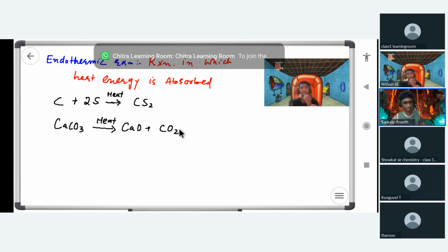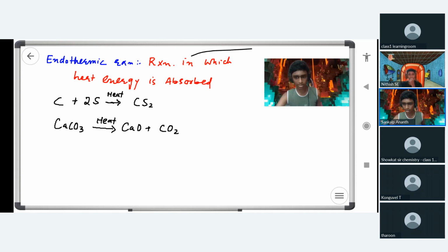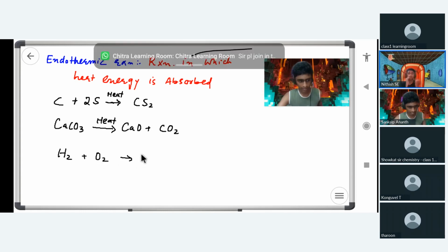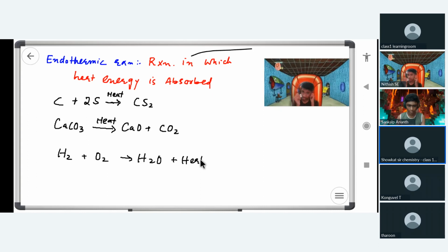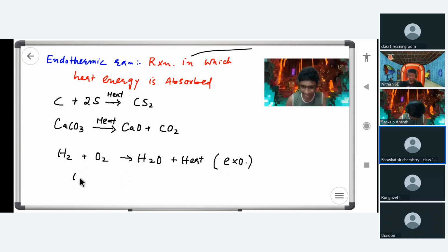But isn't formation of water also an endothermic reaction? Okay, I will write it here. See, we have H2 plus O2, and we will get water. So exactly, it is an exothermic reaction, not endothermic. Sorry, I will write it here: exothermic.